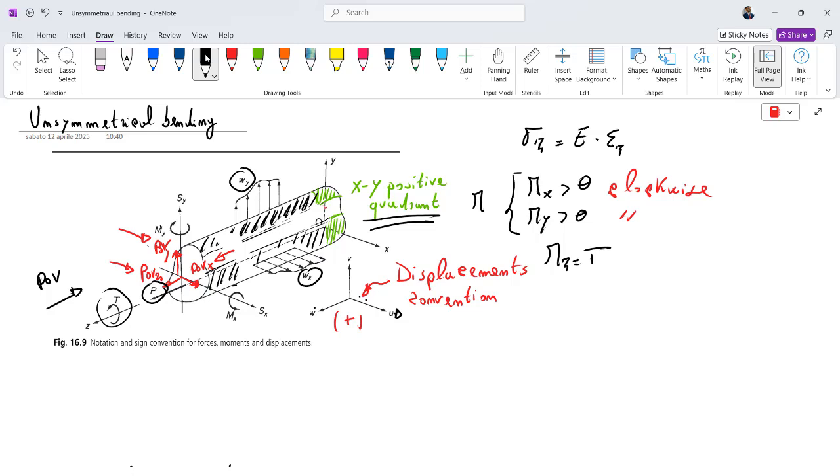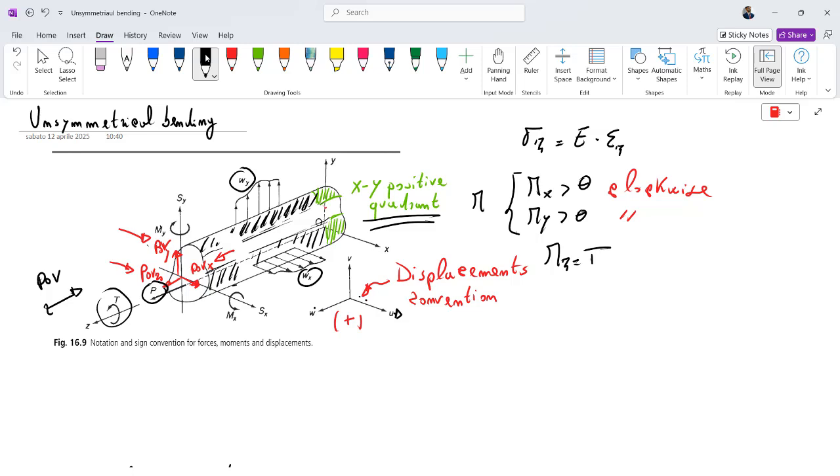Ma il momento Mz è il momento che agisce attorno all'asse z e quindi è il momento torcente, chiamato anche torque. If I see from the point of view of the z direction, clearly it is difficult to understand if it is clockwise or anti-clockwise. So this is a point of view. From this point of view of the black arrow, I see that this moment is anti-clockwise.